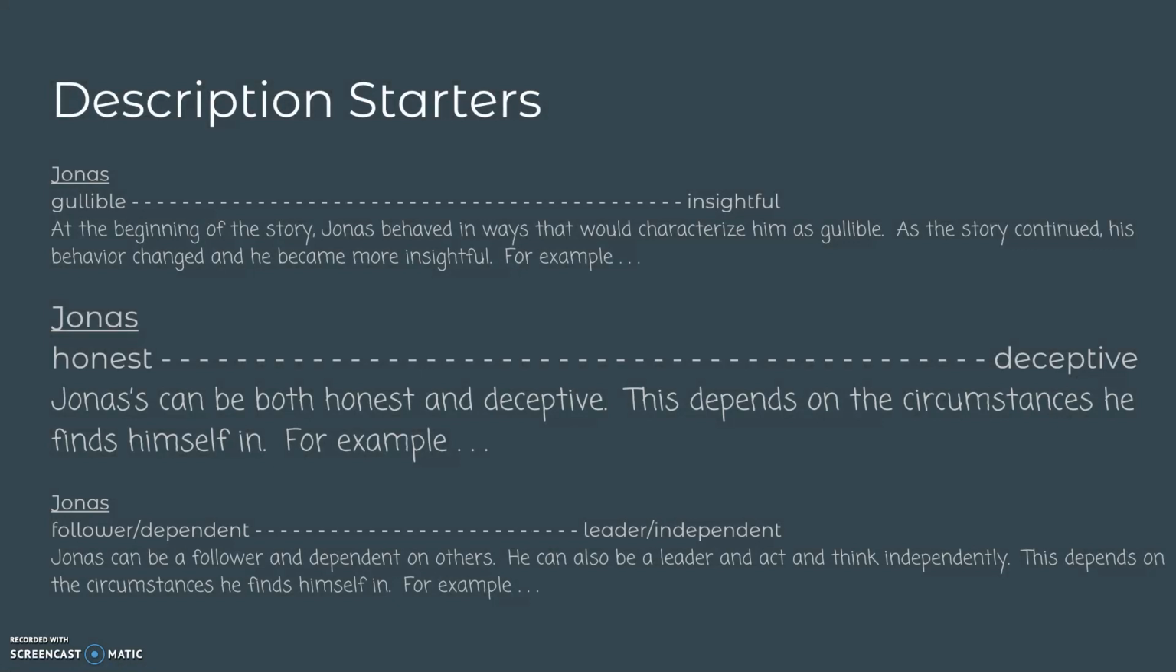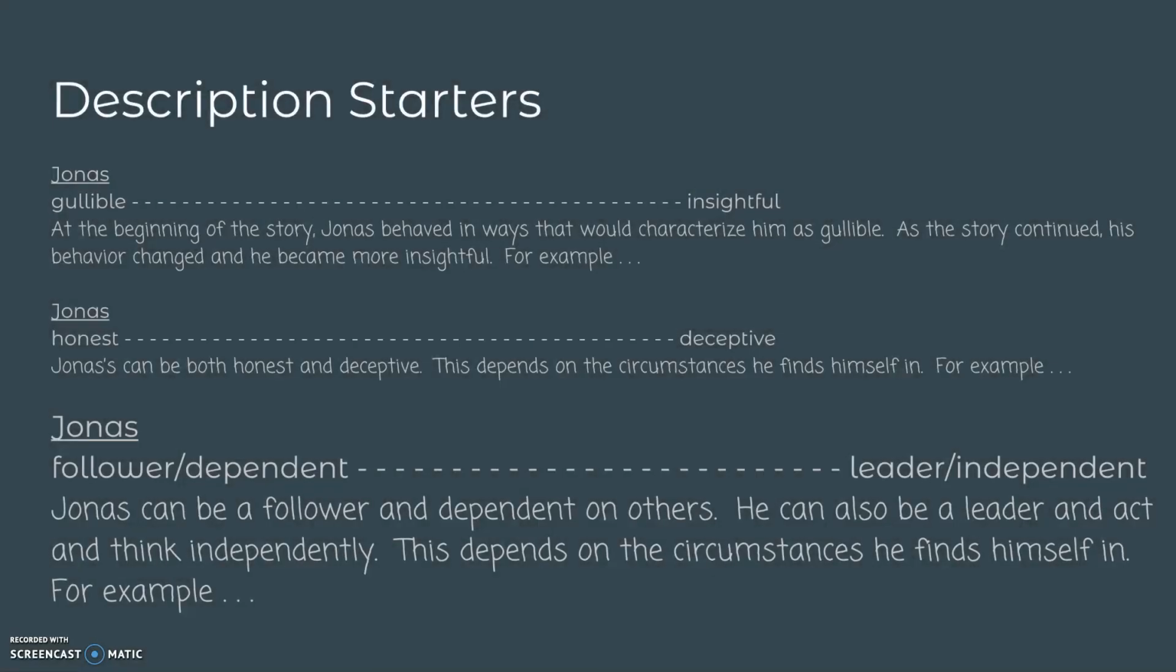Here's a second example. Jonas can be both honest and deceptive. This depends on the circumstances he finds himself in, for example. And then you would need to give examples of how Jonas is honest, how he's deceptive, and how sometimes he's somewhere in between. Remember, you need to write at least a full page.